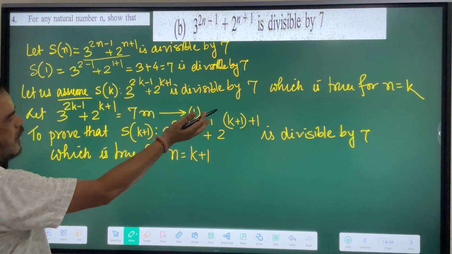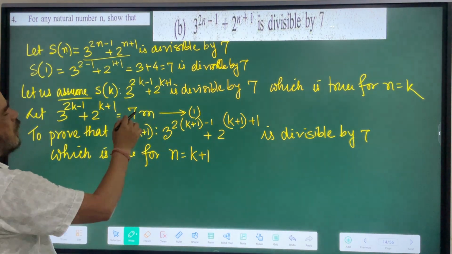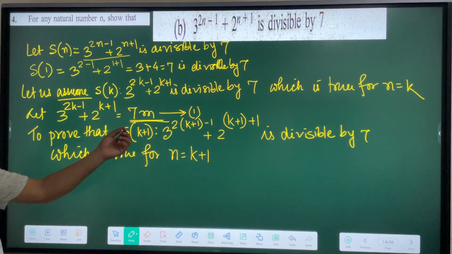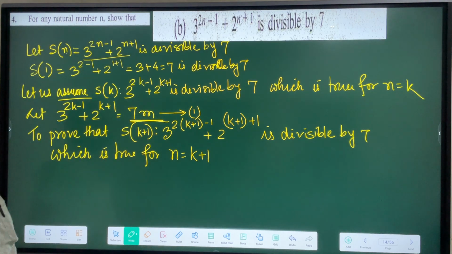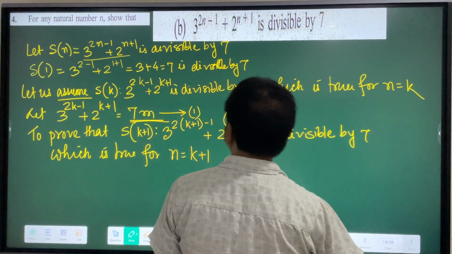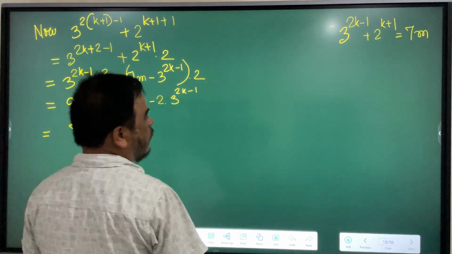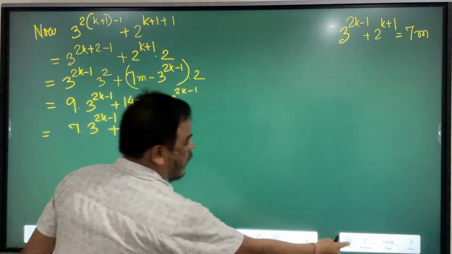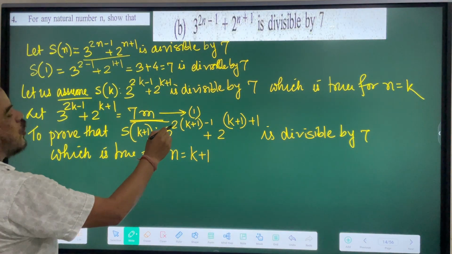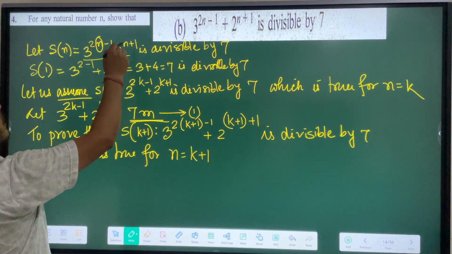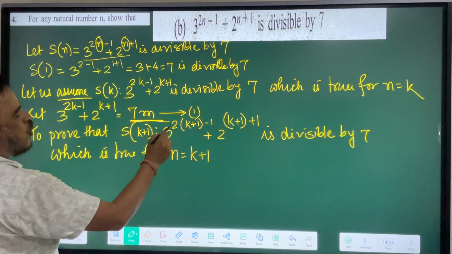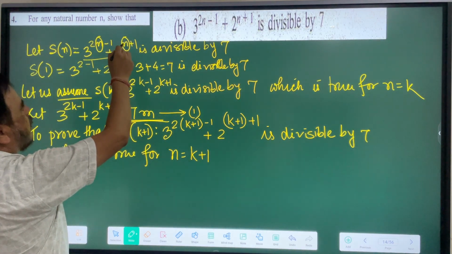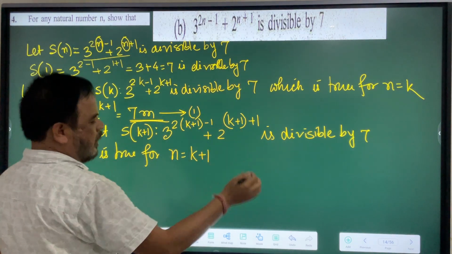Sk, assume the same thing. So 3 to the power 2k minus 1 plus 2 to the power k plus 1 equals 7m, like the previous sum. Now to prove that S(k plus 1) is divisible by 7, exactly the same. So 3 to the power 2 into (k plus 1) minus 1, I hope you understand. In place of n we write k plus 1. So 3 to the power 2(k plus 1) minus 1 plus 2 to the power (k plus 1) plus 1. This is what I have written here again.